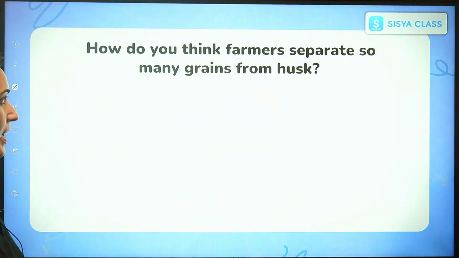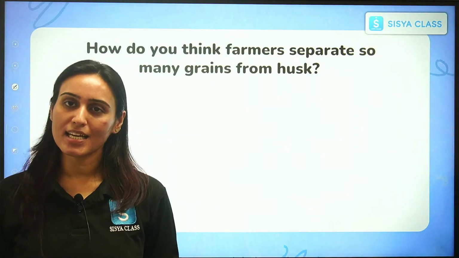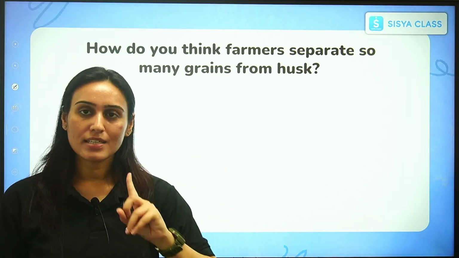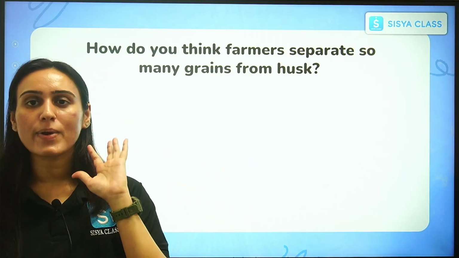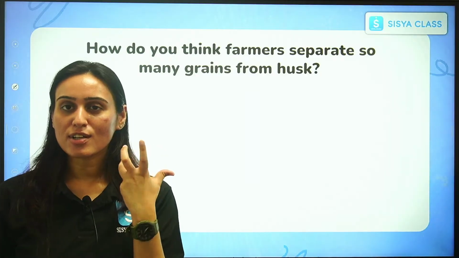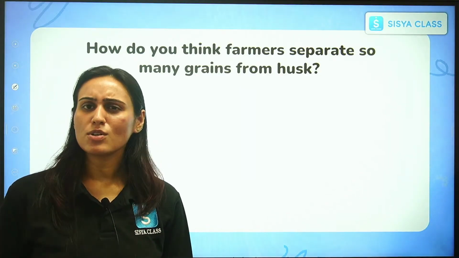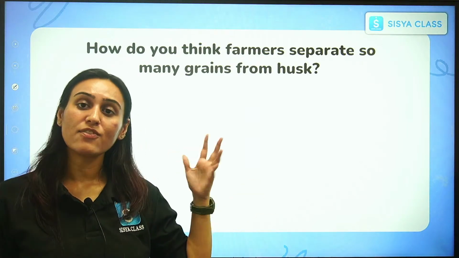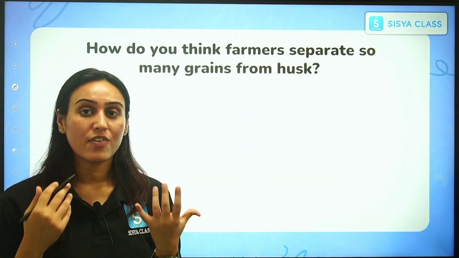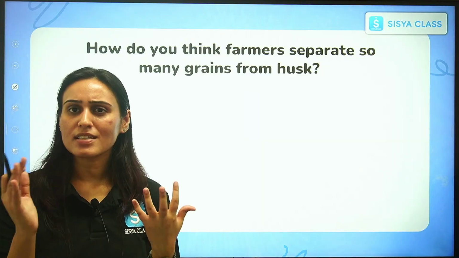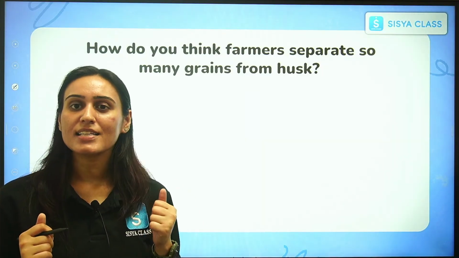So how do you think farmers separate so many grains from the husk? We are trying to answer that question. We know already that we are going to use wind, right? We are going to use the density. These two things we are sure about, but we don't know the name of the process. So how are the farmers separating out the grains from the husk? What is the method they are using here? Let's find out.